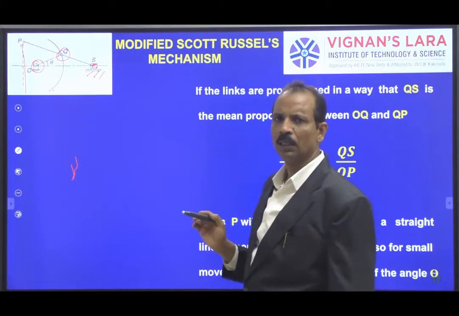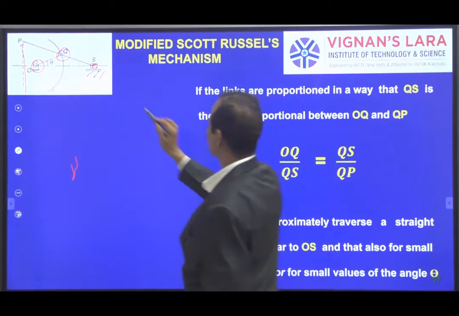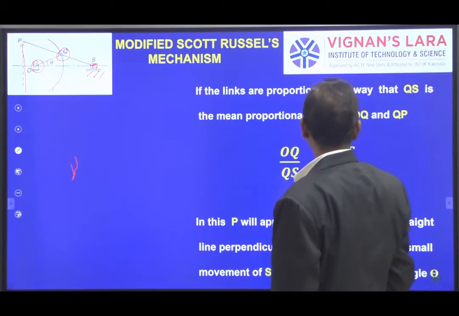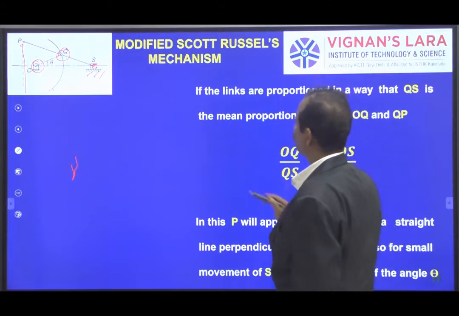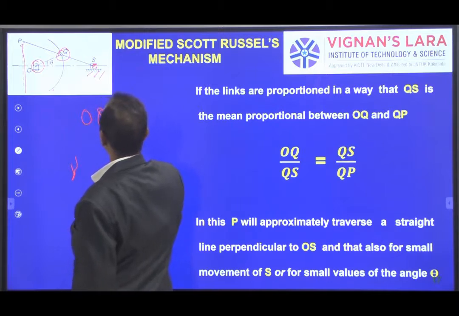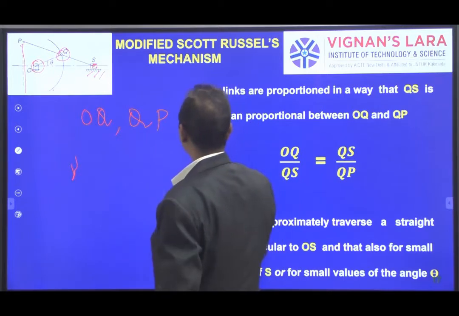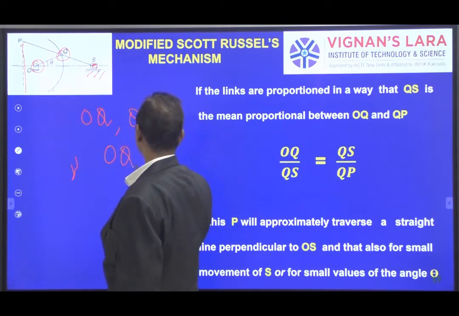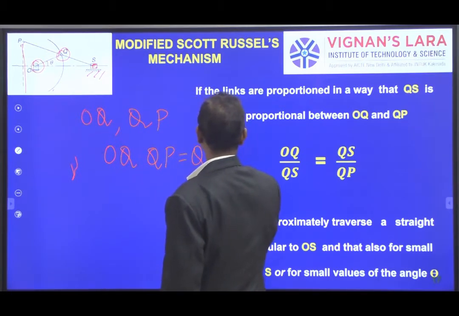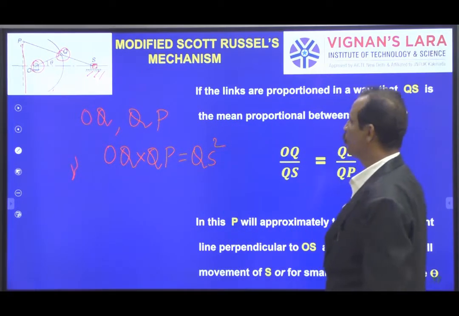So the links are taken in such a way that the proportionality is, QS is the mean proportion between OQ and QP. That means OQ times QP is equal to QS square. OQ QP product is equal to QS square.